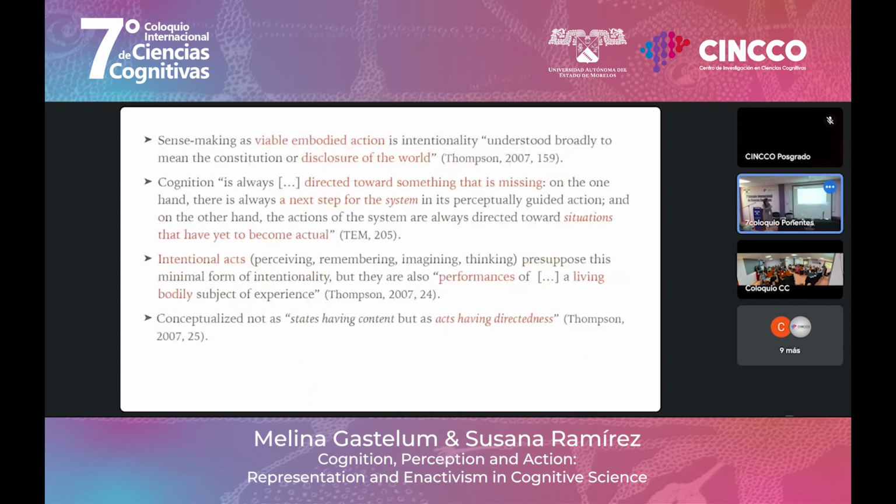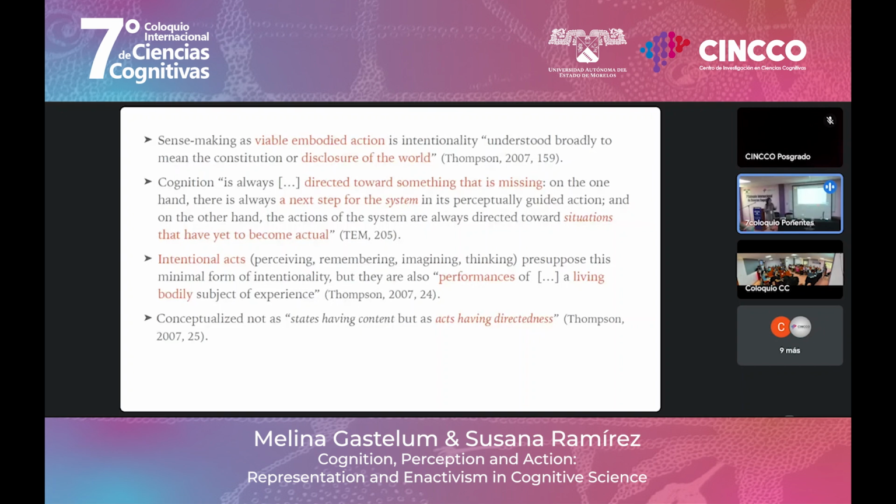So sense-making as viable embodied action is intentionality. So what is intentionality here? And I'm getting to that point. Sense-making is intentionality, since sense-making is understood as embodied action. That is understood broadly to mean the constitution or disclosure of the world, not in idealist terms, but in the terms that I already told you about, related to the organization of the organism.